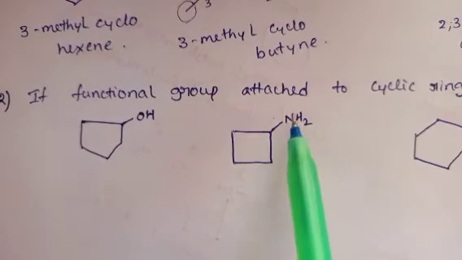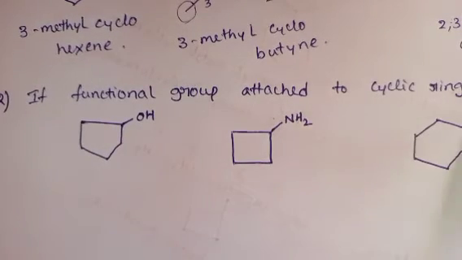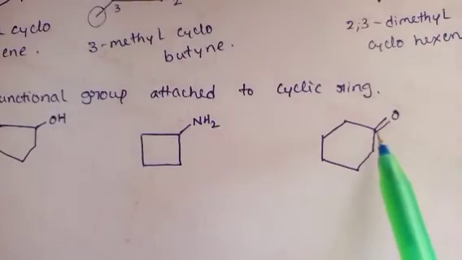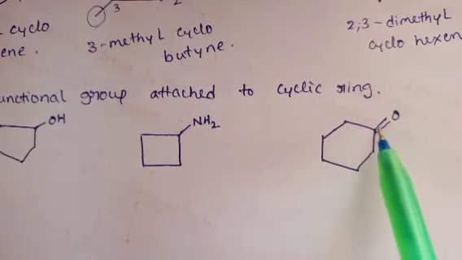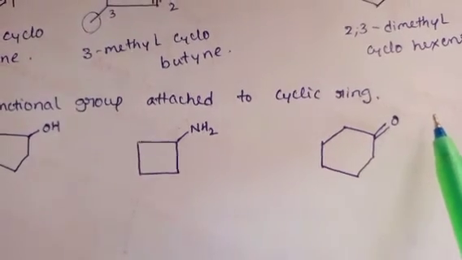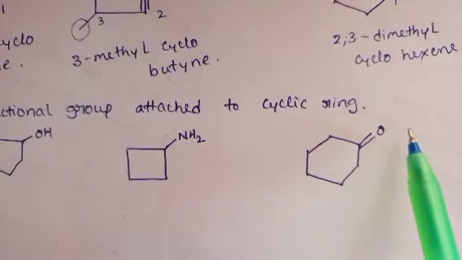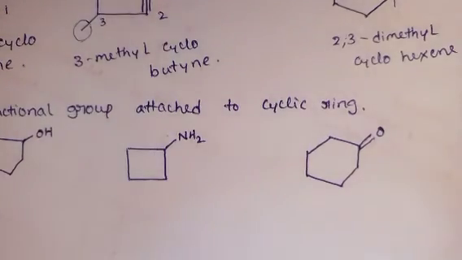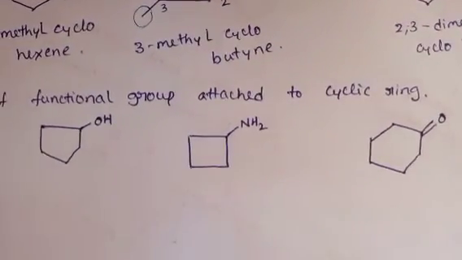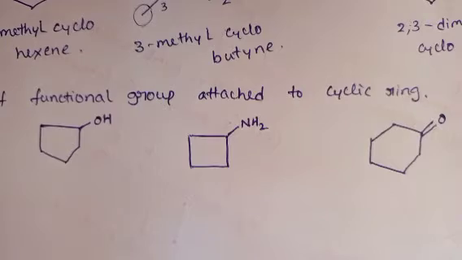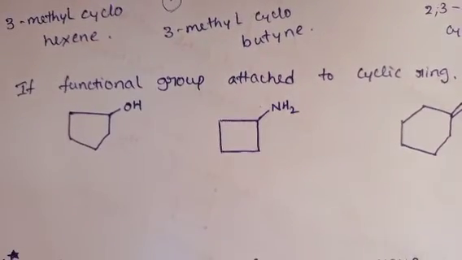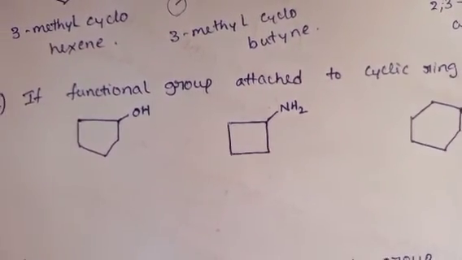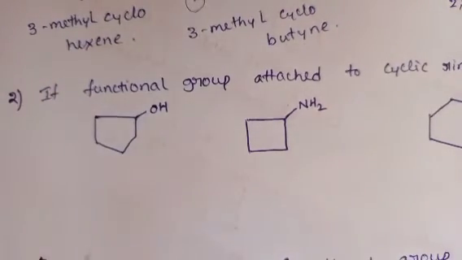There are no carbons. NH2, there are no carbons. This is C double bond O, but that C is present in the cyclic ring. So there is no specific carbon-containing group like COOH, COR, CONH2. For that type, the functional groups are directly attached to the cyclic ring. There is another method of IUPAC nomenclature. Now see these examples for second model.